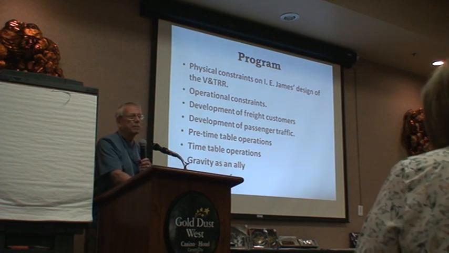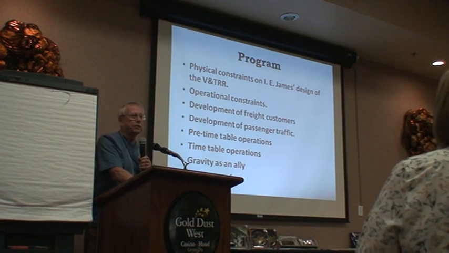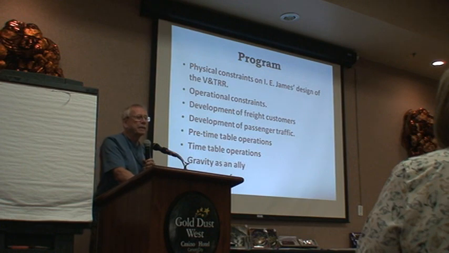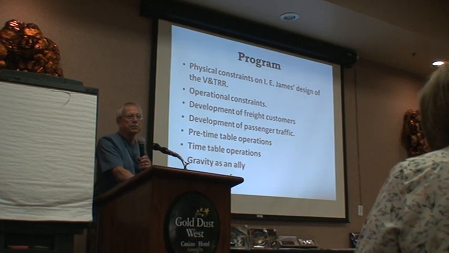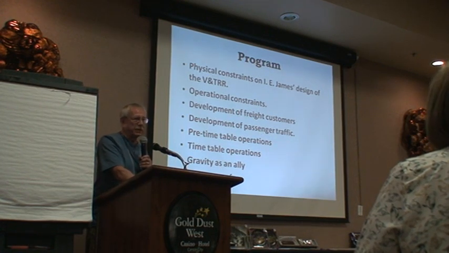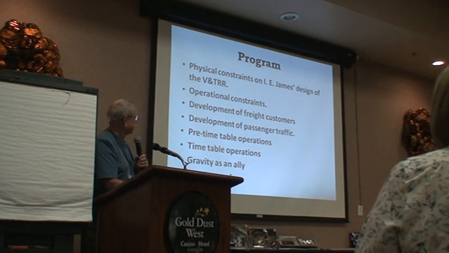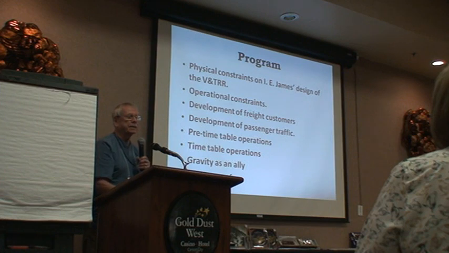Obviously, everybody knows that I.E. James had to design a railroad that went from one Bank of California property to another, but he had to get there a very circuitous way, and he had to serve customers that were already there in very crowded urban situations in Virginia City and Gold Hill. All of that created very strange operating requirements. So we're going to talk about that, as well as how they got the customers going and how they got the freight going, and then why they eventually went to timetable operations.